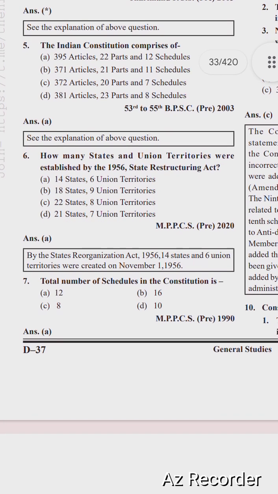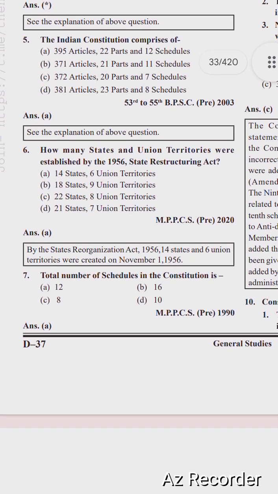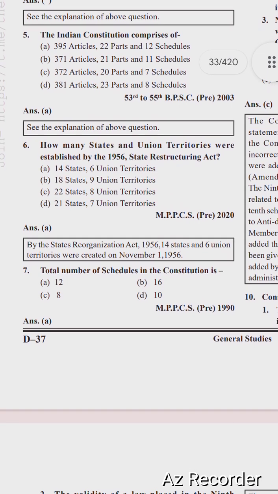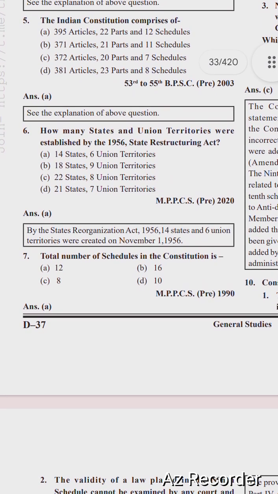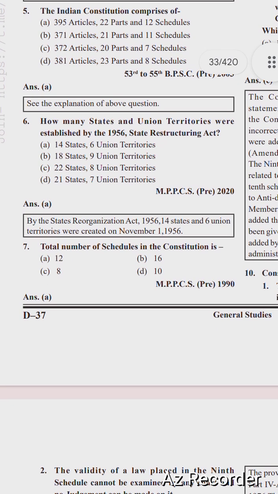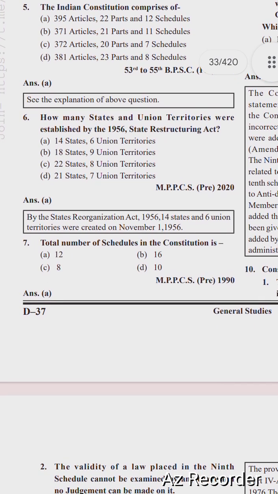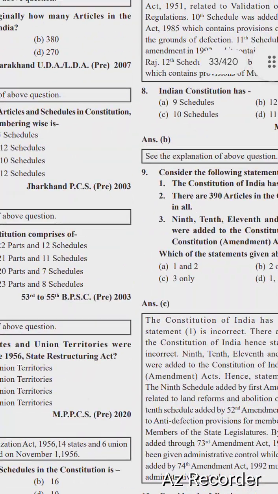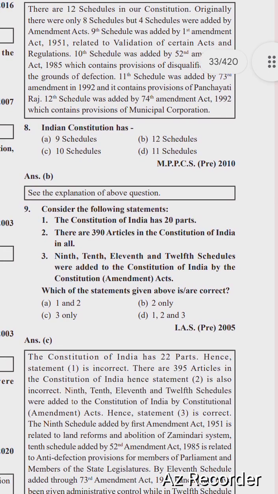So next question is, how many states and union territories were established by the 1956 States Reorganisation Act? Right option is option number A, 14 states and 6 union territories. So next question is, the total number of schedules in the Constitution is, options are 12, 16, 8, and 10. Right option is option number A, 12 schedules.